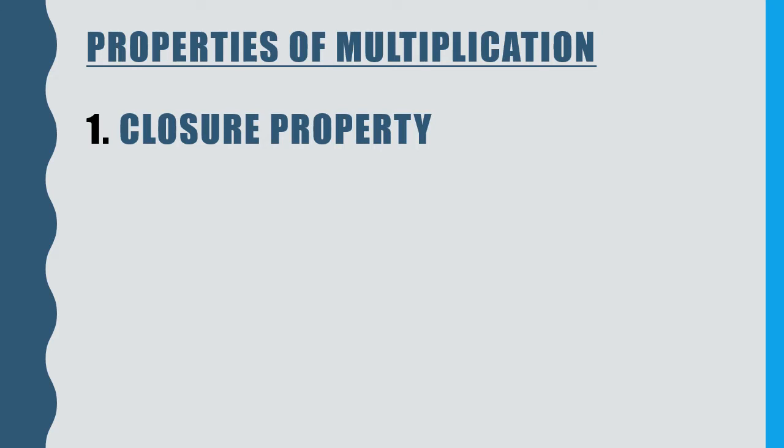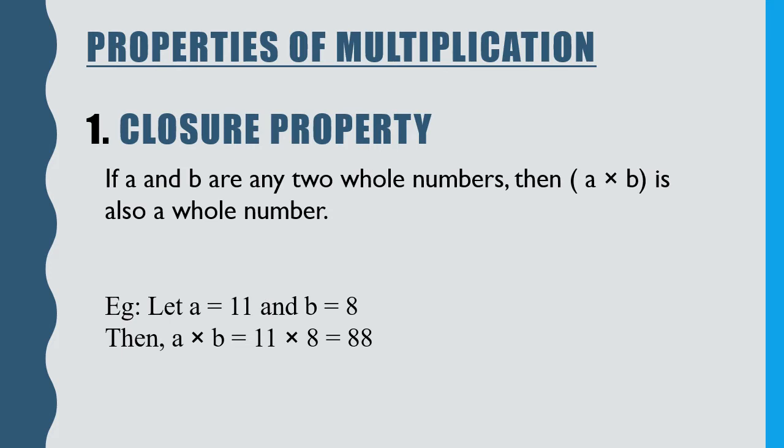The first property is closure property. So what it says, if a and b are two whole numbers, then a multiply b is also a whole number. Like we read in the addition properties that if we are having any two whole numbers, then if we apply the operation of multiplication in them, the resultant, the answer is also a whole number.